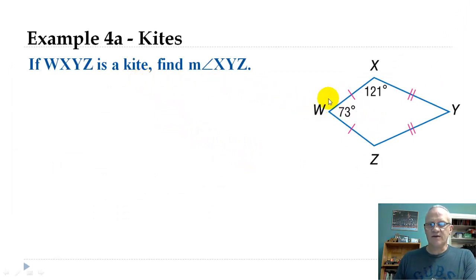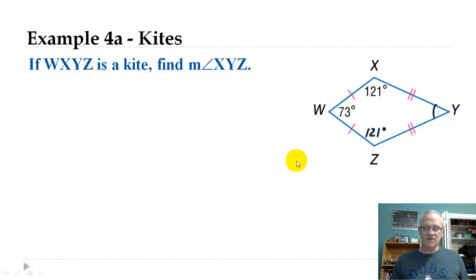It's a kite, find x, y, z. So we want to find x, y, z. We want to find this one down here is what we're trying to find. Remember, in a kite, we were just talking about this, these 2 angles are the same. So this would also be 121 degrees there.